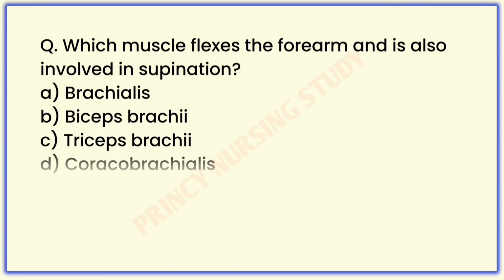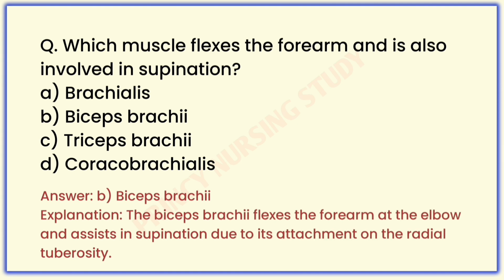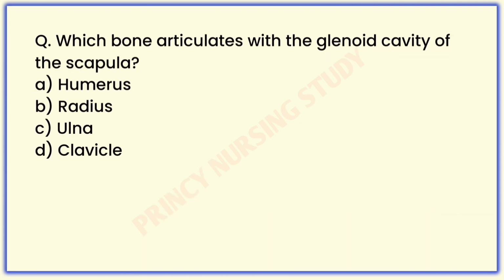Next question. Which muscle flexes the forearm and is also involved in supination? Correct answer is B. Biceps brachii. The biceps brachii flexes the forearm at the elbow and assists in supination due to its attachment on the radial tuberosity.